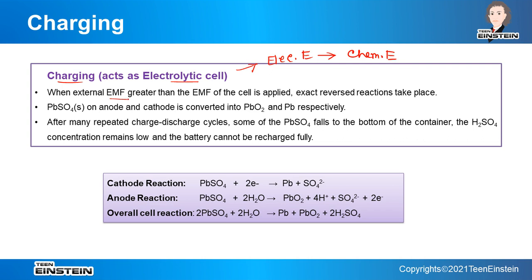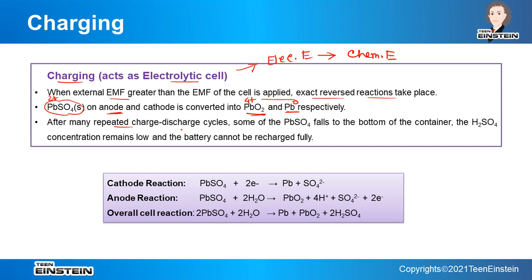So when an external EMF, electromotive force, greater than the EMF of the cell is applied, the exact reverse reaction will take place. In the previous slide we have already seen that in the overall reaction, lead sulfate is generated both at the anode and cathode. Now this lead sulfate will be converted to PbO2 and Pb. It will be converted to PbO2 at the anode because it is oxidation: Pb2+ is converted to Pb4+. This is oxidation, which takes place at the anode, and at the cathode side Pb0. That means from +2 you are reaching towards Pb0. So this is reduction, which occurs at the cathode. So this is the opposite process.